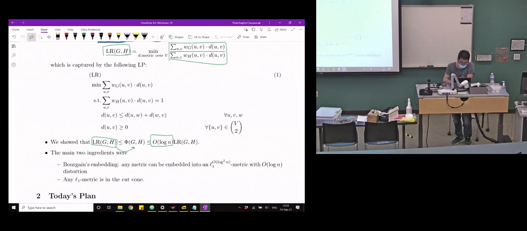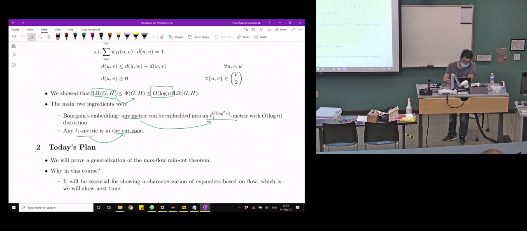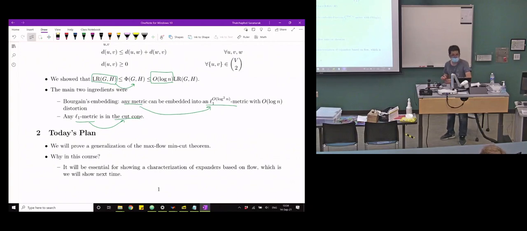Okay. And there were two ingredients to show this. One is that any metric can be embedded into L1 with just log-n distortion. And any L1 metric is just a combination of cut metrics. So those are the two things that we use. All right. So that is just for last week.